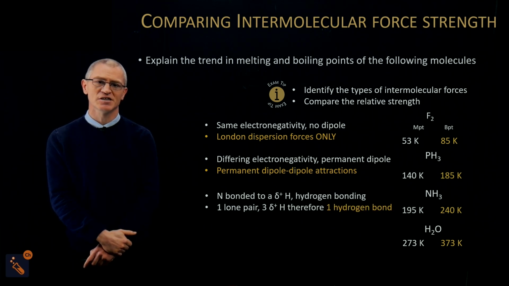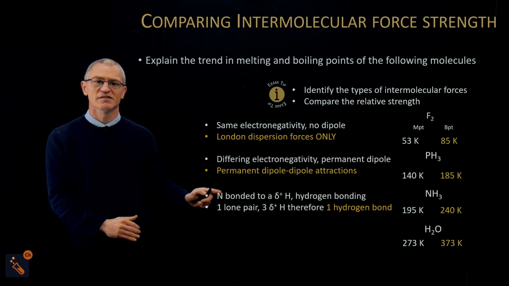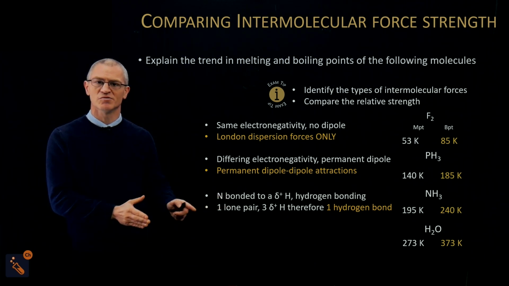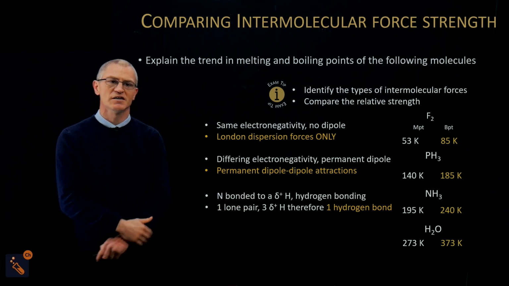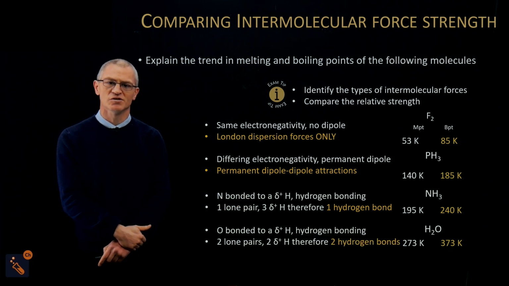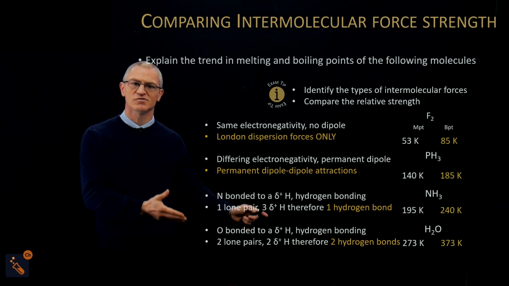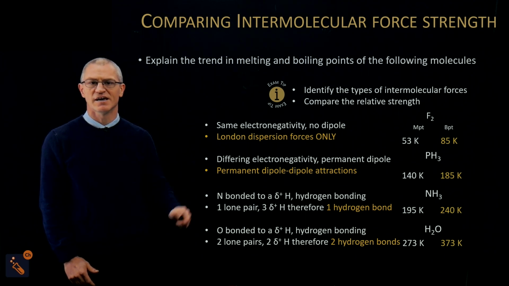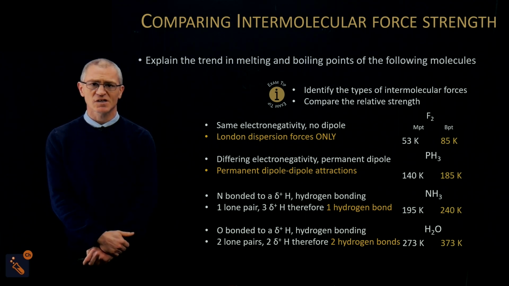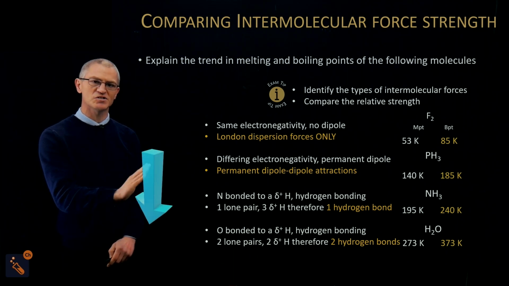We then have N bonded to a delta plus hydrogen, which is hydrogen bonding, and therefore one lone pair, 3 delta plus hydrogens. The smaller number is 1, so therefore on average there'll be 1 hydrogen bond per molecule. Okay, and then we have oxygen bonded to a delta plus hydrogen, hydrogen bonding again, 2 lone pairs, 2 delta plus hydrogens, therefore 2 hydrogen bonds, which means we have 2 hydrogen bonds versus 1 hydrogen bond, and also oxygen is more electronegative than nitrogen.